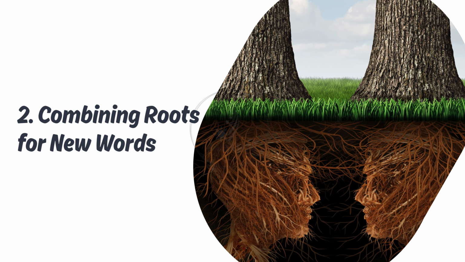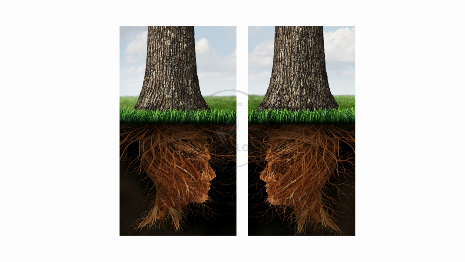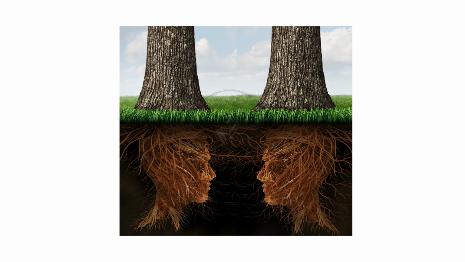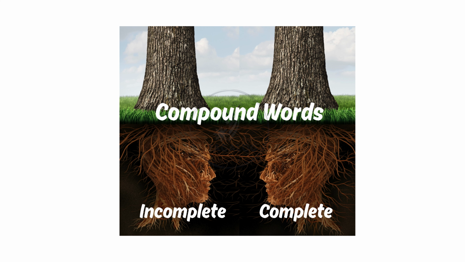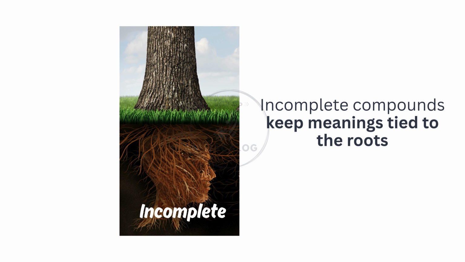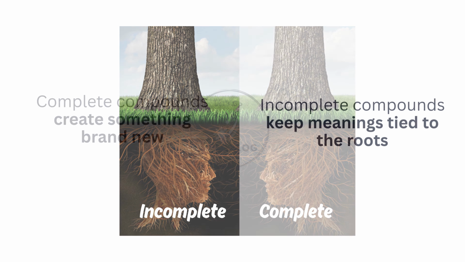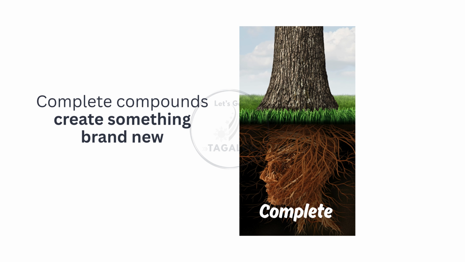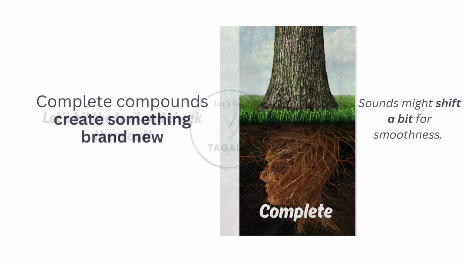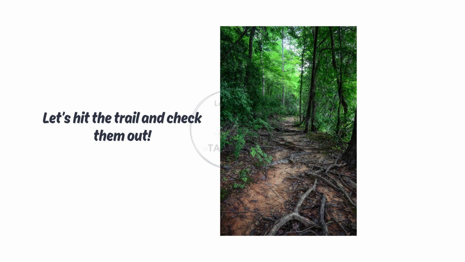Number 2, combining roots for new words. Roots can team up like partners on a quest. When they combine, they form compound words, and there are two types: incomplete and complete. Incomplete compounds keep meanings tied to the roots, while complete ones create something brand new. Sounds might shift a bit for smoothness. Let's hit the trail and check them out.